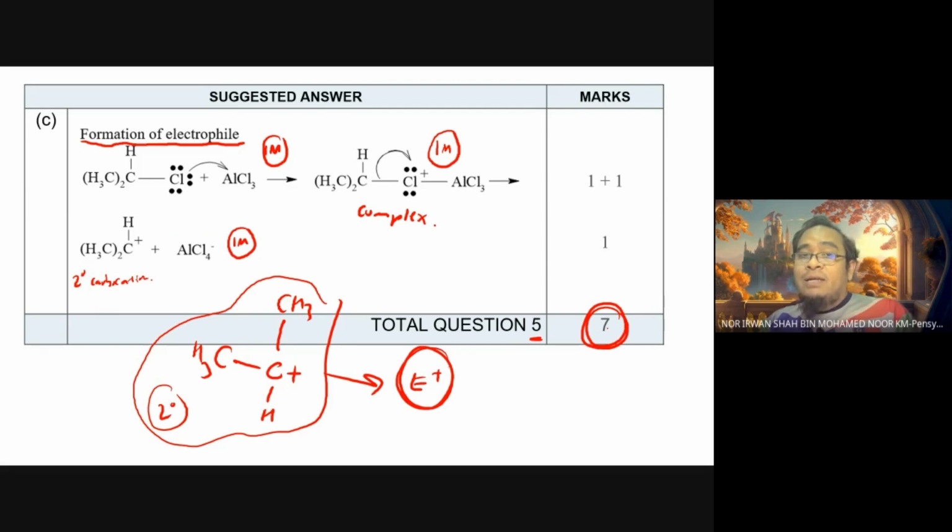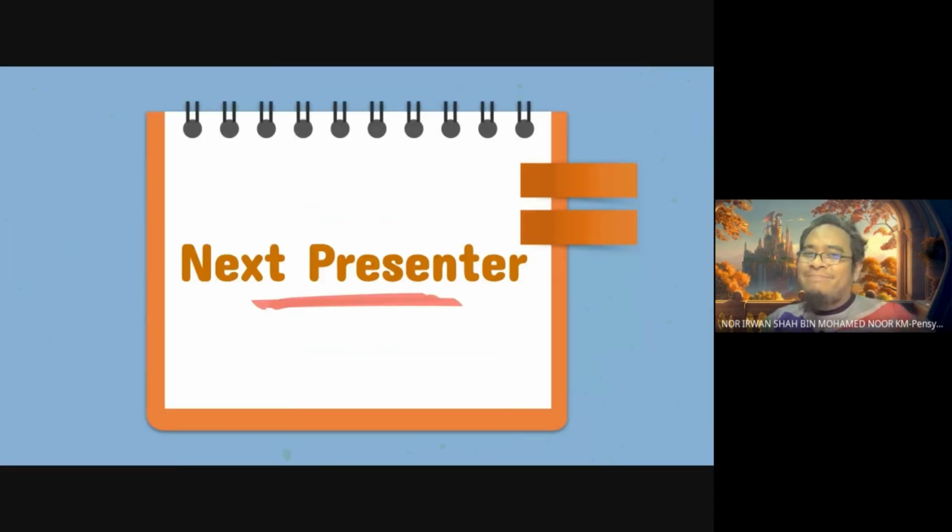So macam mana? Dapat tak 7 markah? Kalau dapat, terbaik. Alhamdulillah. Okay, so kalau tak berjaya dapat 7 marks, seperti biasa, tengok balik what went wrong. Sila buat pembetulan, dan hopefully kesalahan-kesalahan yang you dah buat ni tidak berulang lagi dalam the actual PSPM nanti. Okay guys, jadi itulah dia perbincangan untuk question number 5. Jadi seterusnya, untuk question number 6, saya serahkan kepada the next presenter. Bye guys.